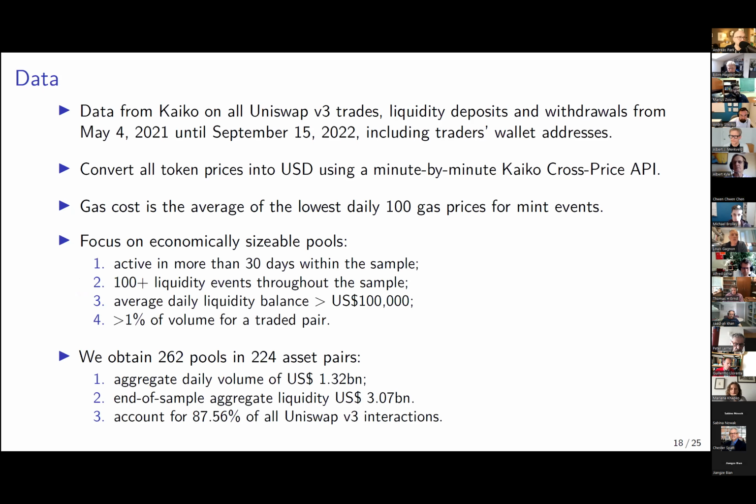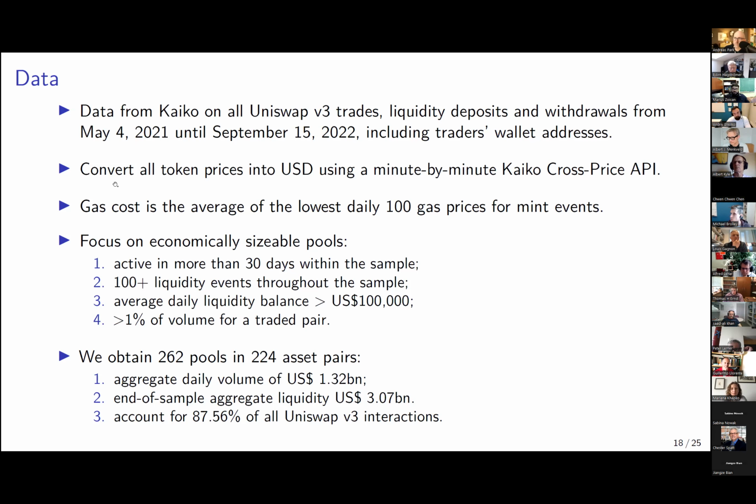Right. So we look at data on basically all the Uniswap entry, trades, liquidity deposits, withdrawals. We get this data from Kaiko because it's very nicely prepackaged for us, from essentially the inception of the pools from May 4, 2021 until essentially the day of the merge, when Ether switched from proof of work to proof of stake. That's September 15 last year, and we can see basically all the wallet addresses. That's not necessarily a trader, since a trader can use multiple wallets, but this is a first approximation.